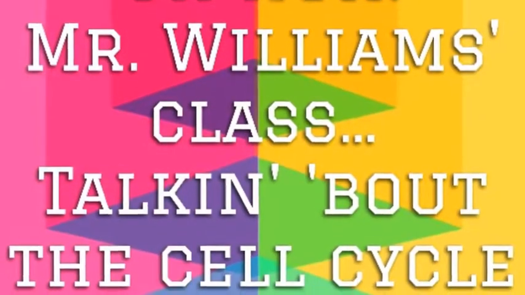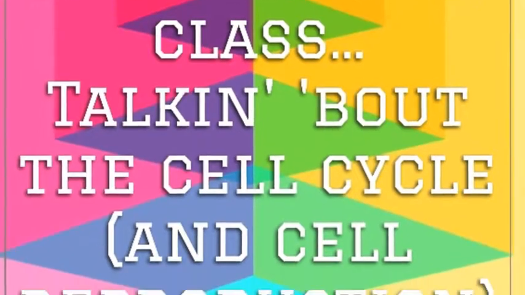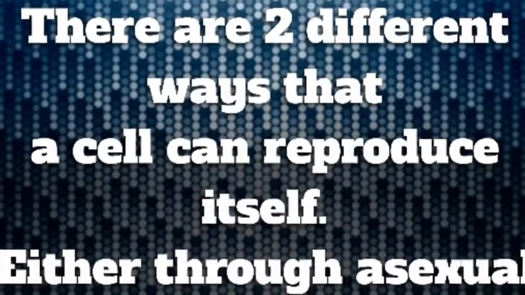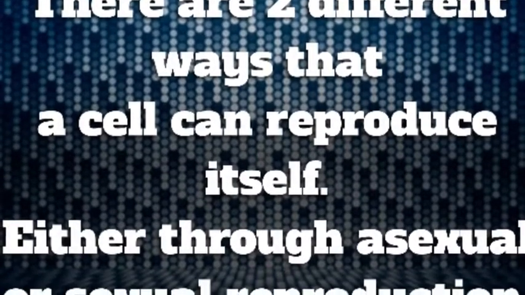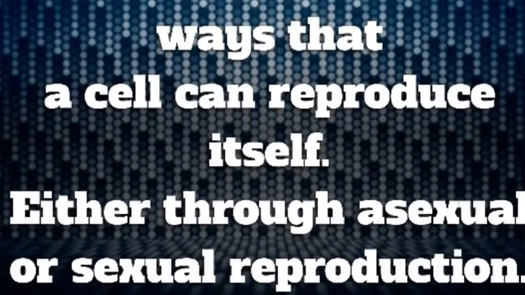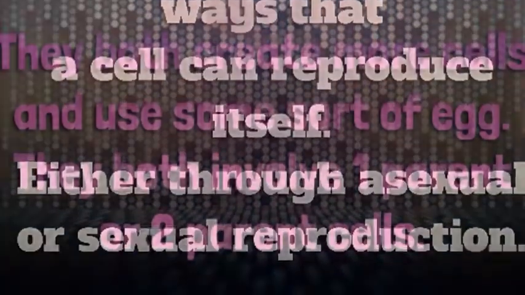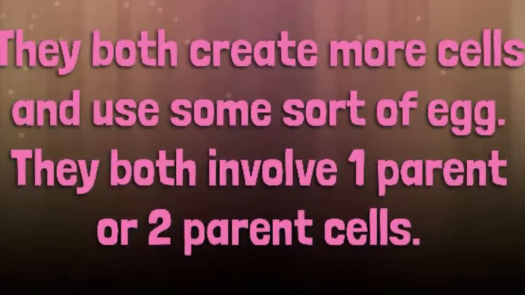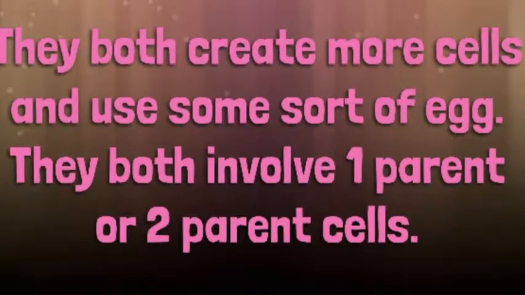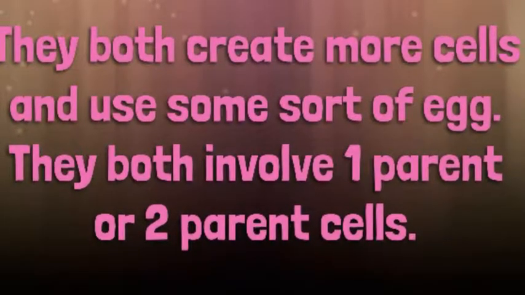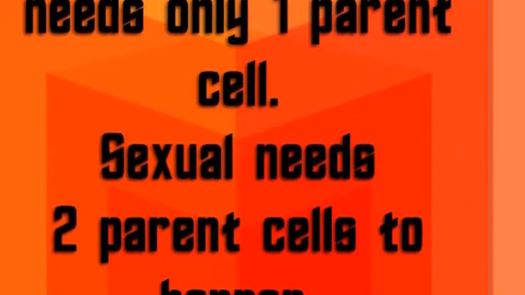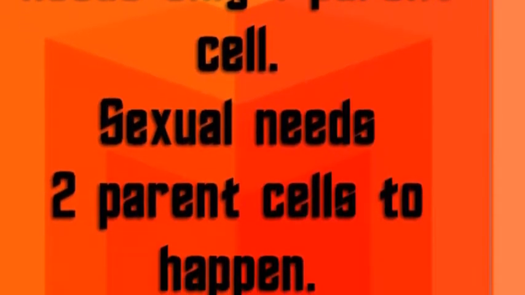Mr. Williams' class, talking about the cell cycle. There are two different ways that a cell can reproduce itself, either through asexual or sexual reproduction. They both create more cells. They both involve one parent or two parent cells. Asexual needs only one parent cell. Sexual needs two parent cells to happen.